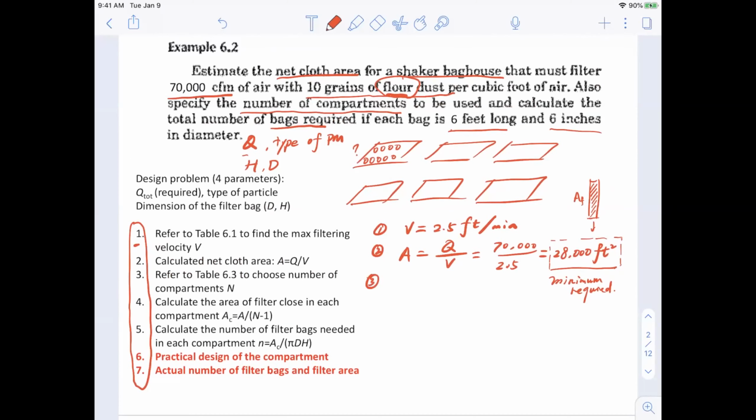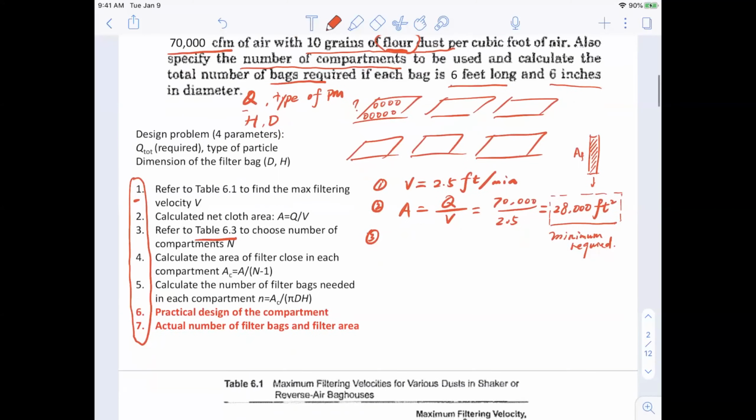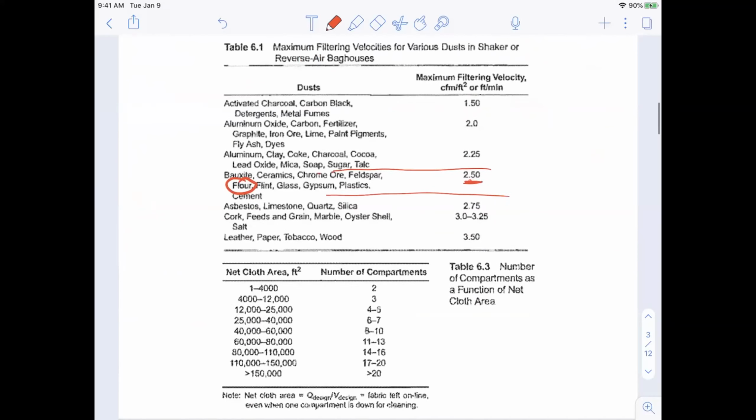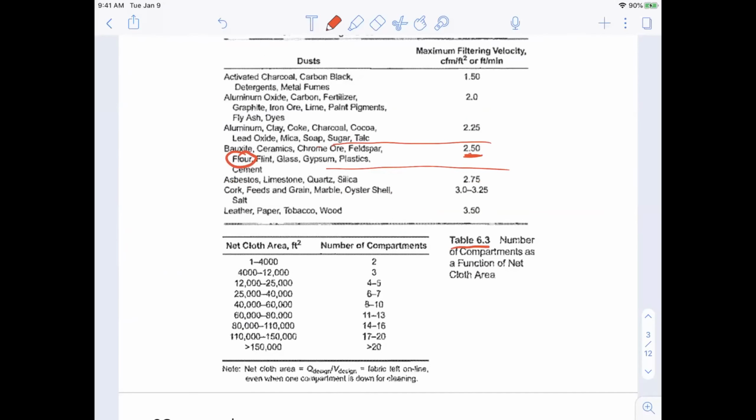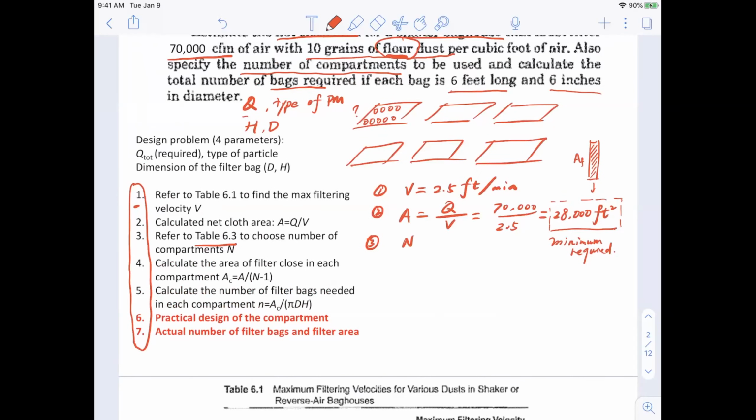So the third step is to refer to table 6.3 to choose the number of compartments, which is a capital N here, right? Since we have the total area, 28,000 square feet, we come to this table 6.3, and we can find that the number of compartments is going to be 6 or 7, all right? I saw that some of you chose 6, some of you chose 7, and we can actually go through these options one by one, okay? So first, let's say that we decide that the number of compartments is 6, right?